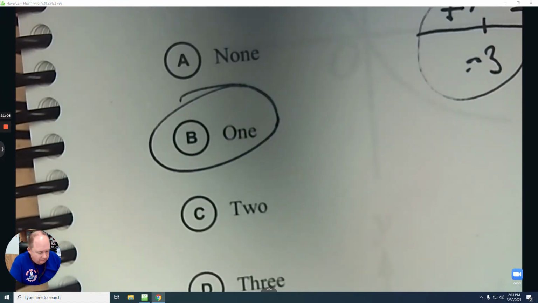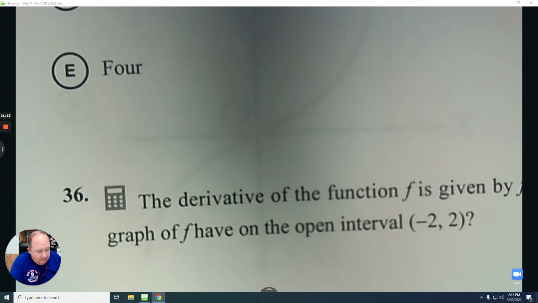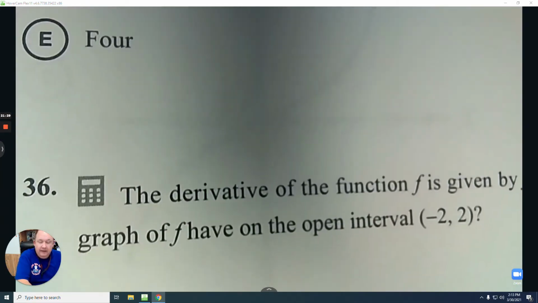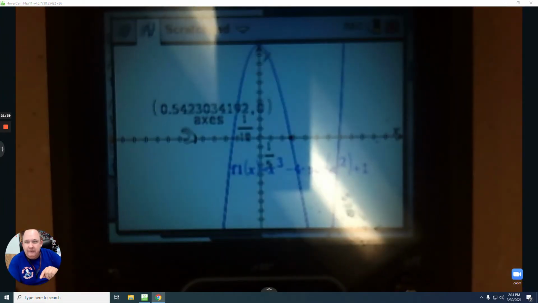All right, number 36. The derivative of the function is given for 36. You're allowed to use a calculator. How many points of inflection does the graph of f have on the open interval from -2 to 2? So you're given the derivative of f at x. I think the most helpful thing here is to graph the derivative of the derivative. So you're given the derivative. So let me show you my graph again. And I want to see how many times it crosses over the axes in that interval. If it crosses over, it creates a point of inflection.